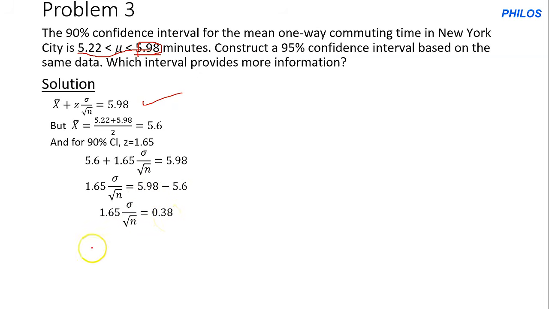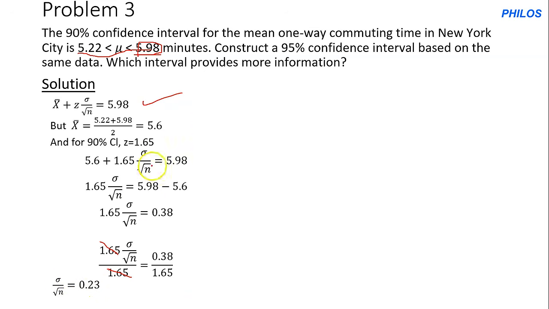So the next thing to do is to divide both sides by the coefficient of sigma over root n, which is 1.65. So when we divide both sides by 1.65, this 1.65 will cancel this 1.65. So we have sigma over root n equals 0.38 divided by 1.65. So 0.38 divided by 1.65 will give you 0.23. So sigma over root n is equal to 0.23.